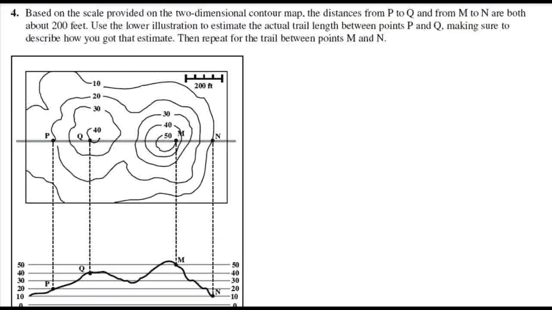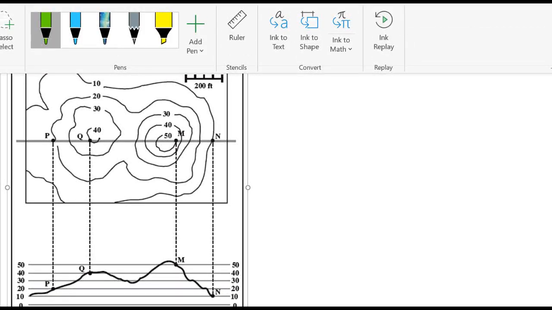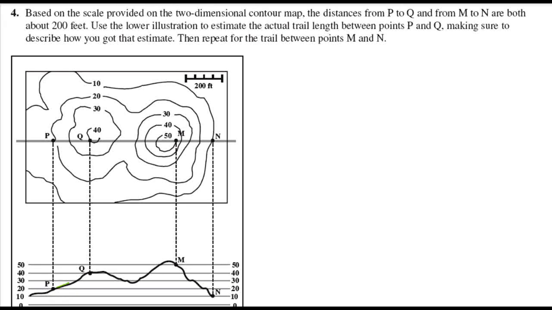Okay. Based on the scale provided on the two-dimensional contour map, the distances from P to Q and M to N are both about 200 feet. Use the lower illustration to estimate an actual trail length between the points P and Q, making sure to describe how you got that estimate. Then repeat the trail between points M and N. Whatever you did to get that estimate is probably reasonable.